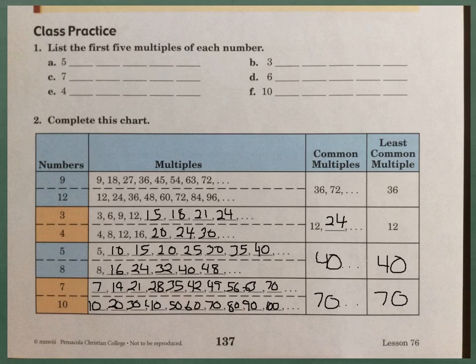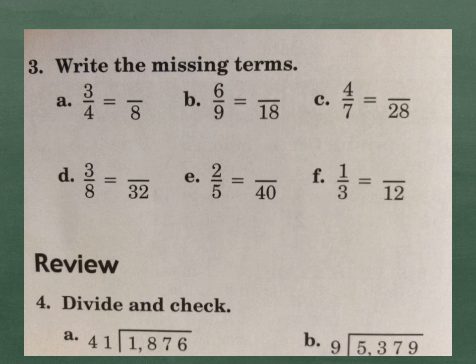In our last lesson we did equivalent fractions. And when we look at number 3, we're going to be doing some equivalent fractions again. 4 times what will equal 8? Well, 4 times 2. And since this is times 2, we need to do times 2 up here as well. 3 times 2 is 6. And our answer is 6 over 8.